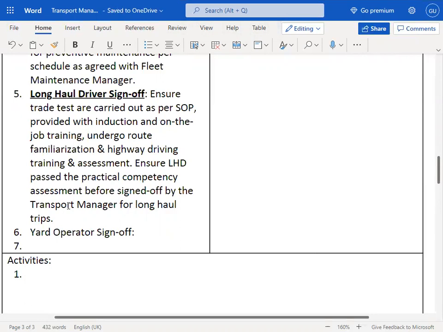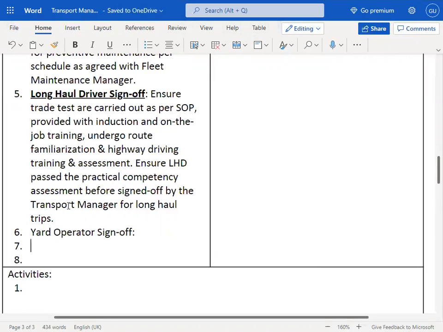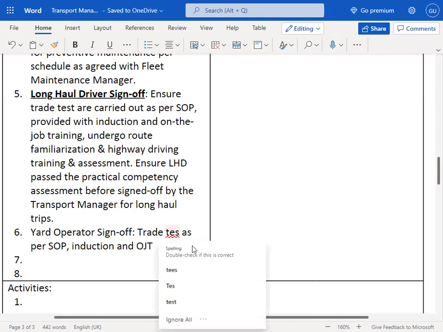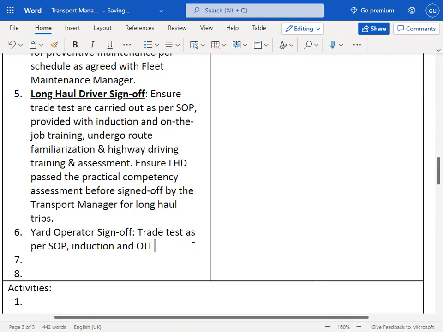So what is the yard operator sign off? Trade test again, important, as per SOP. Trade test as per SOP. Induction training, and on the job training. I will just say OJT, on the job training. I missed the T here. And on the job training.